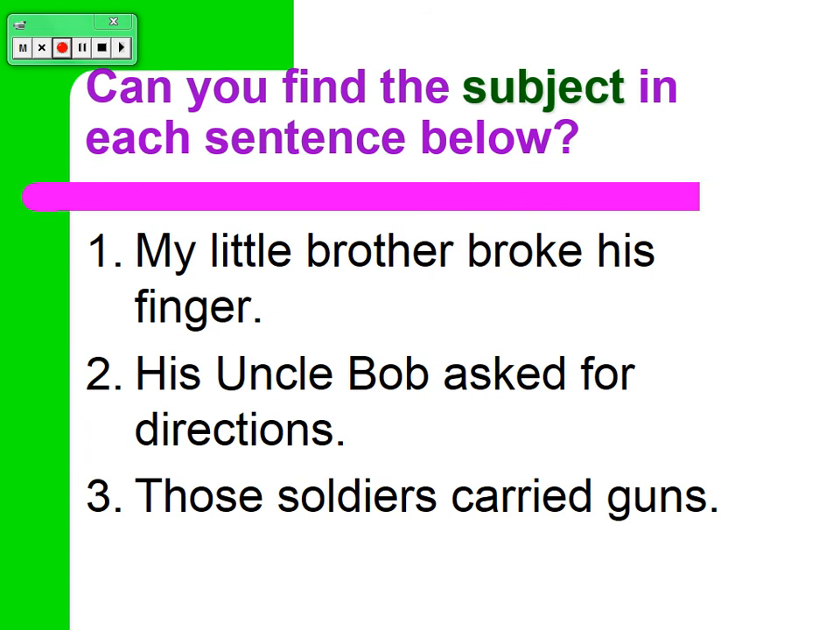So just very quickly, try to find the subject in the sentences below. You can even pause this video and see if you can figure it out, just for a quick self-check. Okay, so number one, the answer is my little brother. The way I got that was I found the verb, which is broke, and then I said, okay, who did the breaking? And the answer was my little brother. Number two, the answer is his Uncle Bob. And then number three, the subject is those soldiers.